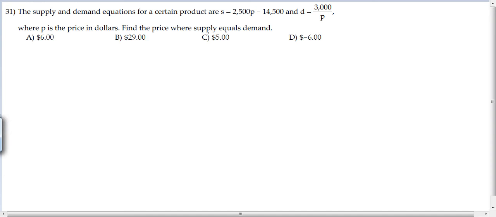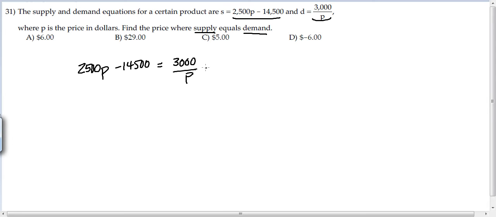Alright, so for this problem, they say find the price where supply equals demand. So I'm going to set the first equation, 2,500p minus 14,500, equal to demand, which is 3,000 divided by p. We're just setting this equal to this.